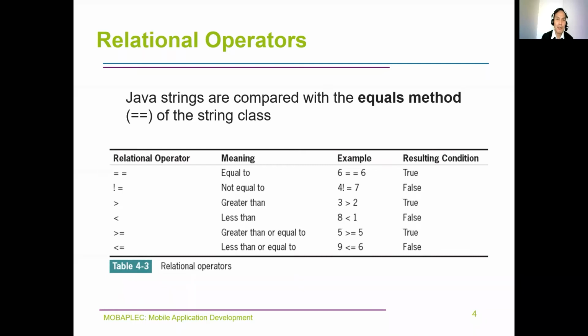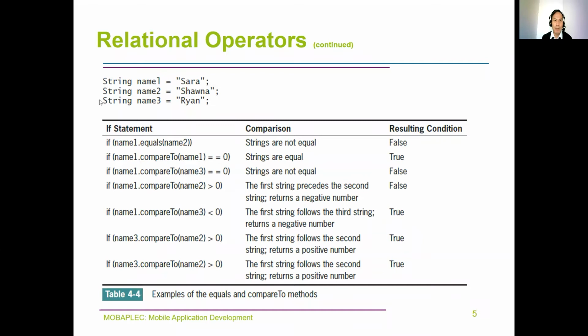Now we have the continuation. Another example: given the strings name 1, name 2, and name 3. There are different string names, so technically we have to assign using the equal assignment. But if you're going to compare, you have to include the condition. For example, if, then open and close parentheses for name 1, if name 1 equals name 2, are they equal? Technically not. So the result is false.